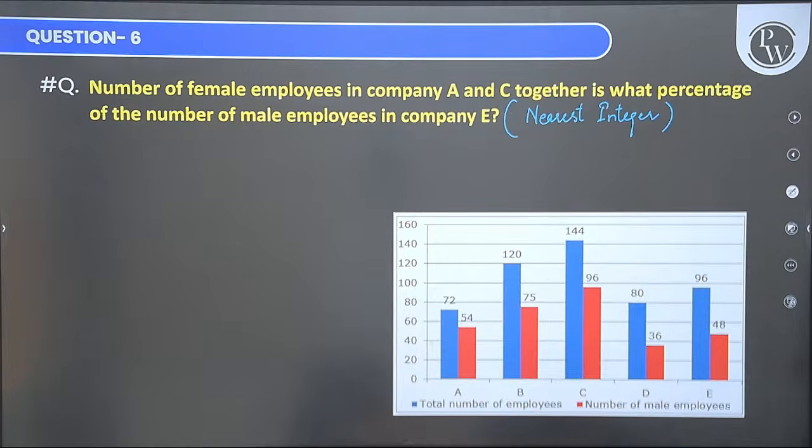Write your answer to the nearest integer. Aditya, answer to the nearest integer.